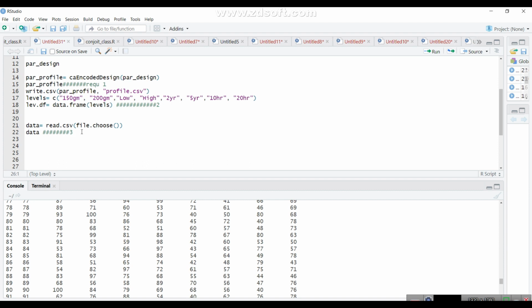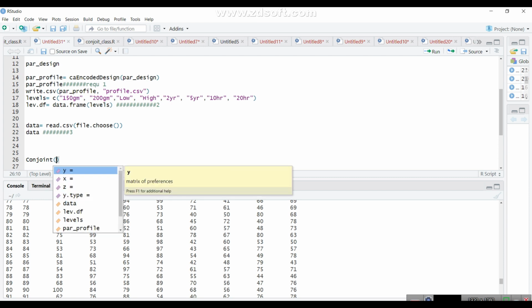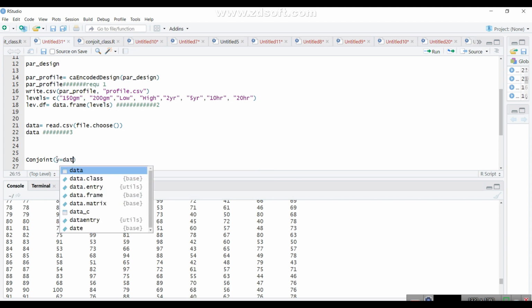I have already loaded the conjoint package, so I will use the function conjoint. Now this conjoint function requires 3 things. If you look at the syntax here, it requires y, x, and z. Y type is the kind of data you have. If you have rank data, you can specify y type is equal to rank. If it is score, you can specify y type is equal to score. Now what is y here? Y is my data which I have collected from respondents.